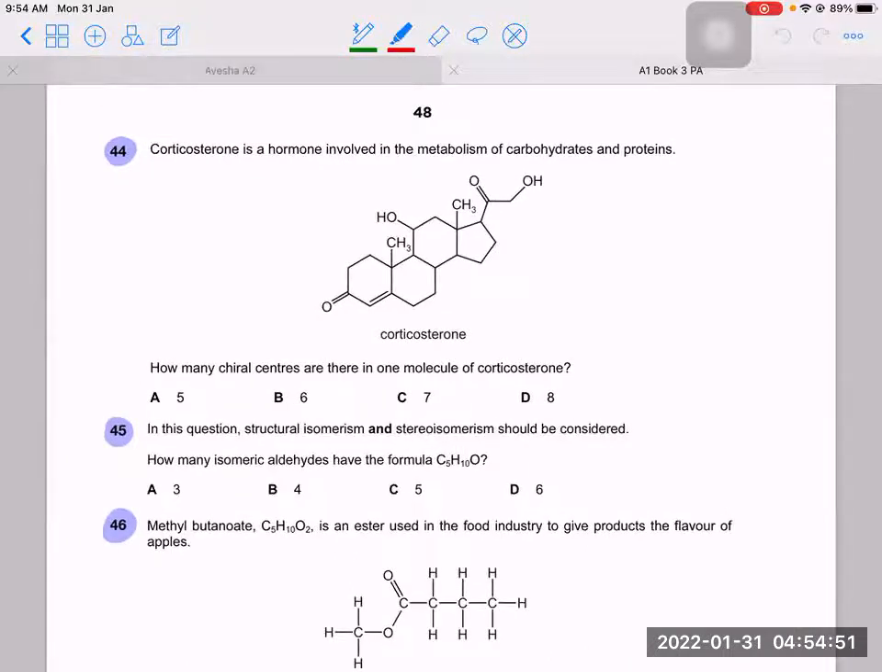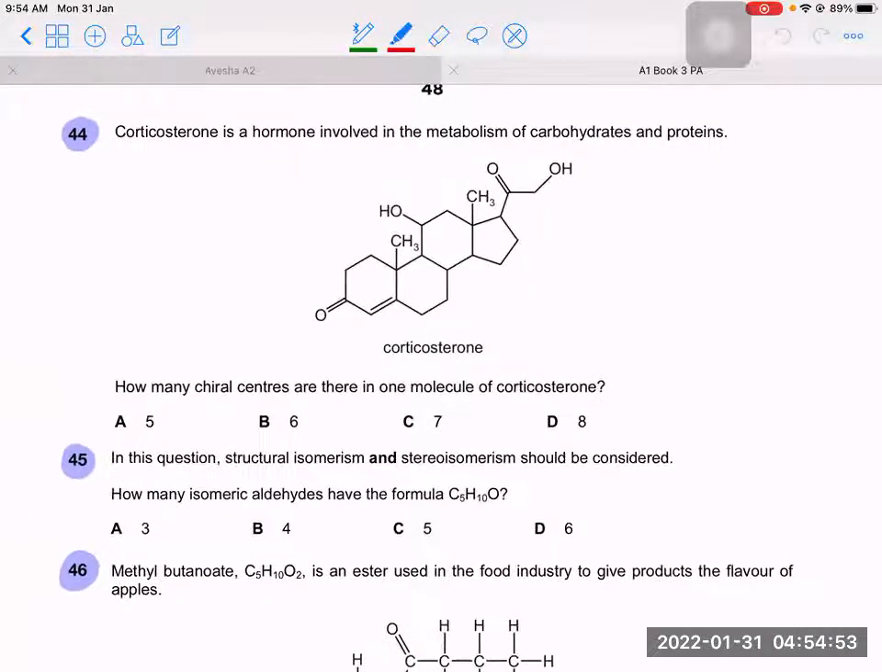44. How many chiral centers in cortisone? Can I just do the corners now? Let's see the ones not chiral: not chiral, not chiral, not chiral, not chiral, not chiral, not chiral. Yes, not chiral, not chiral, not chiral. 2 hydrogens, not chiral. Double bond, not chiral. 3 hydrogens, not chiral. 2 hydrogens, not chiral. How many are we left with?